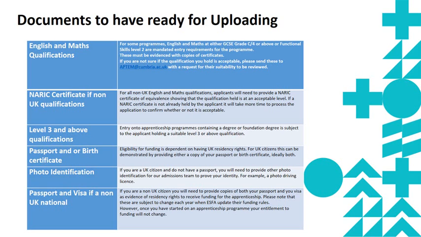For entry onto the programme, you will need to hold English and Maths qualifications at the equivalent of GCSE grade C or 4 or above, or Functional Skills level 2 or above. If you are unsure about the qualifications that you hold, please send copies to aptem@cumbria.ac.uk and ask the team to assess them and provide feedback.